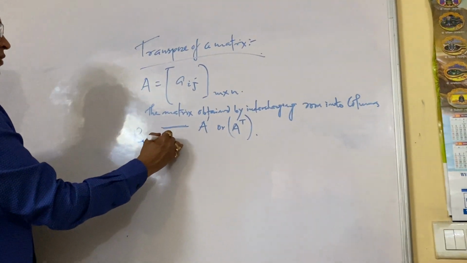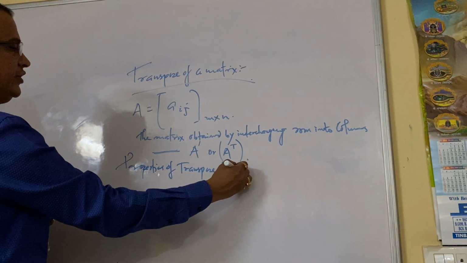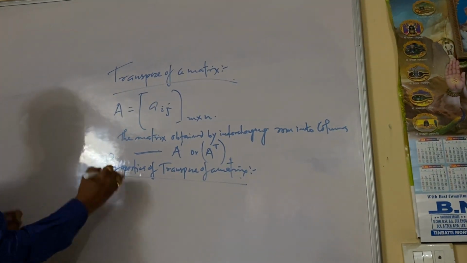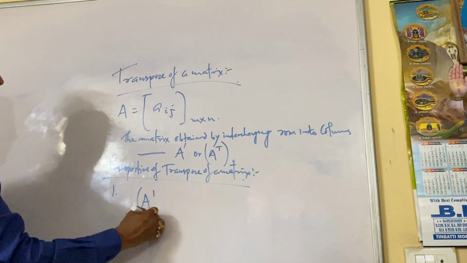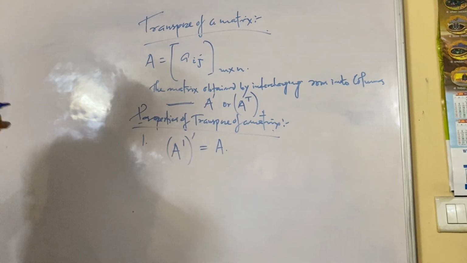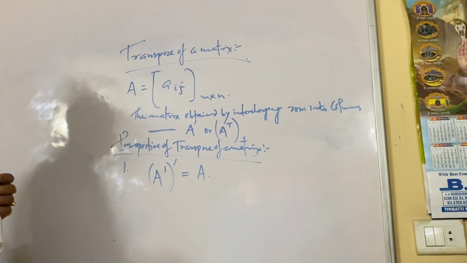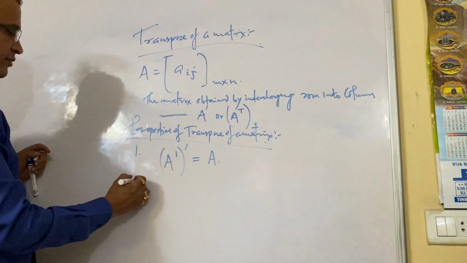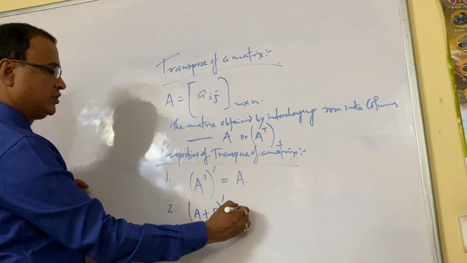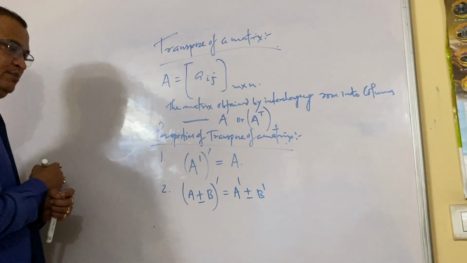Properties of transpose of a matrix. Number one: if you transpose a matrix and again transpose it, you get the matrix itself. That is, the transpose of the transpose of a matrix is the matrix itself. Number two: if we add or subtract two matrices and transpose, it is equal to A dash plus or minus B dash.